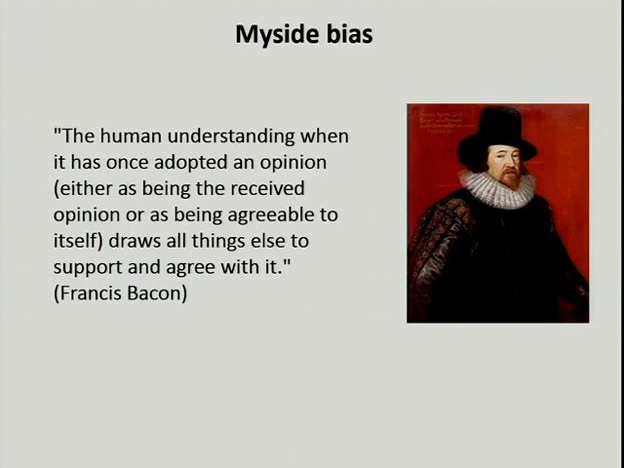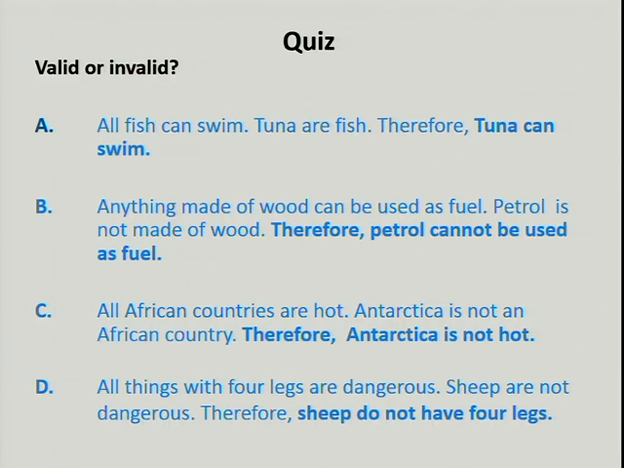All right, so that's my side bias. Now let's look at a few more examples of these. A, valid or invalid? Is it valid? Show of hands. Good. So that is valid. B, show of hands. Valid or invalid? Valid? Invalid? Also good. Excellent. C, valid? Invalid? Yeah. And what about the last one?